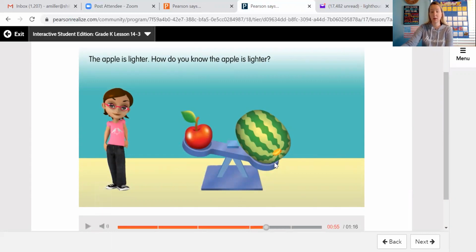Remember the scale. The lighter object goes up on the scale and the heavier object goes down. Let's see if we are right.